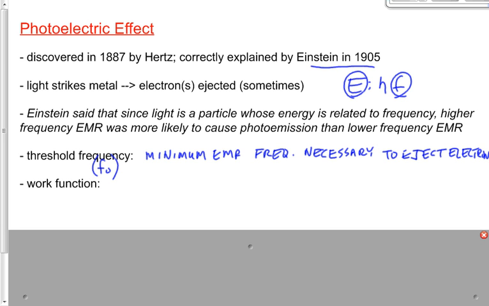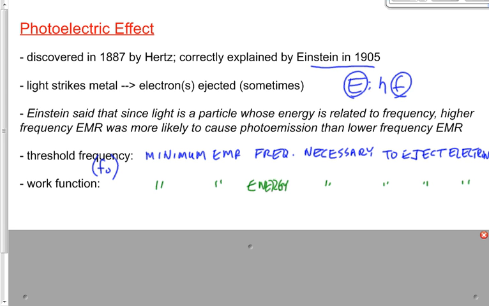Frequency, we know, is pretty closely related to energy. So if we have a minimum frequency of photon necessary, then we also have a minimum energy of photon necessary. And that minimum energy we call the work function. So we're going to just do this. Put some ditto marks. Work function is the minimum EMR energy necessary to eject an electron.